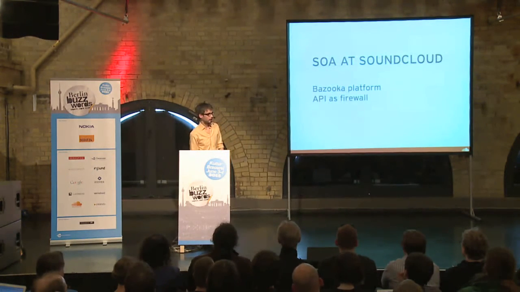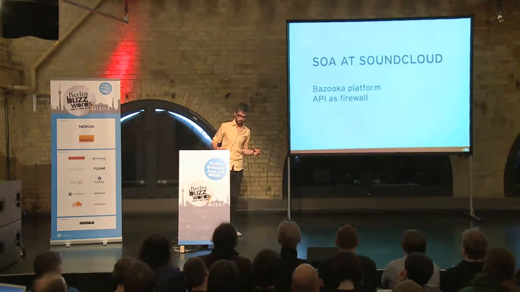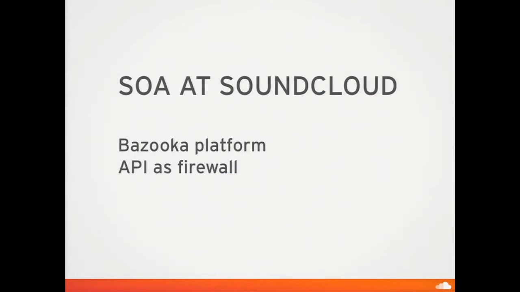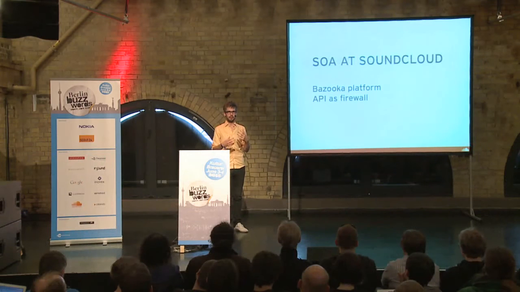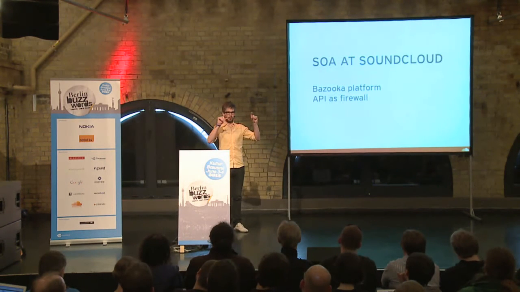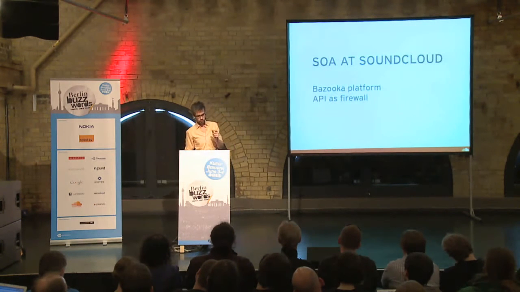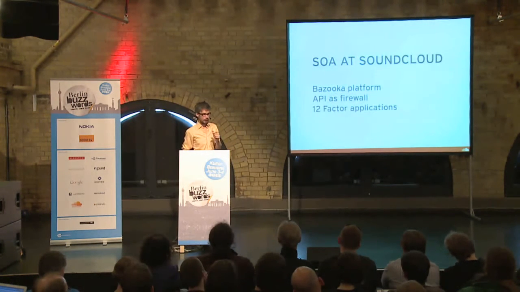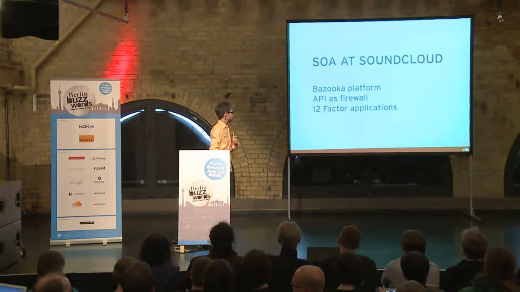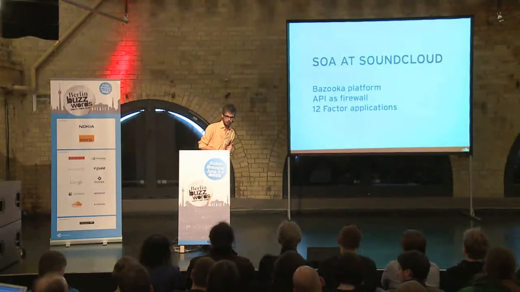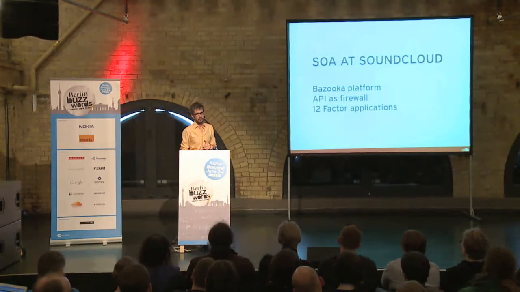We treat our API layer as sort of a firewall. So the Bazooka platform, the Bazooka orchestration service, is kind of a free-for-all. And if we want to allow authenticated connections in, or allow internet traffic in, we always route it through this API layer. That makes things a lot easier for us. And everything which is deployed on Bazooka, everything in our service-oriented architecture, abides by these 12-factor rules.